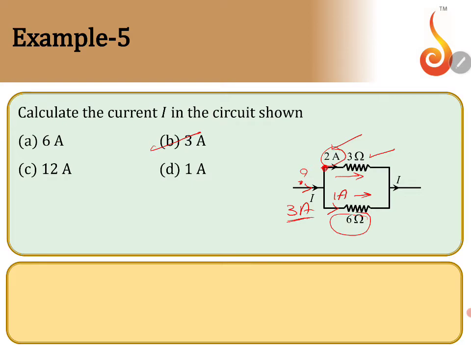These two resistors are connected in parallel combination, so the voltage should remain the same. So I can write 2 amps of current, I is 2, so V is equal to IR, where I is 2 and R is 3, which is equal to the current flowing through 6, let me take it as I dash, and the resistance is 6. So 2 into 3 is 6, and 6 and 6 get cancelled, so I dash is nothing but 1 amp. So 2 amp and 1 amp together, the current coming from this end is 3 amps. So the correct option is option B.